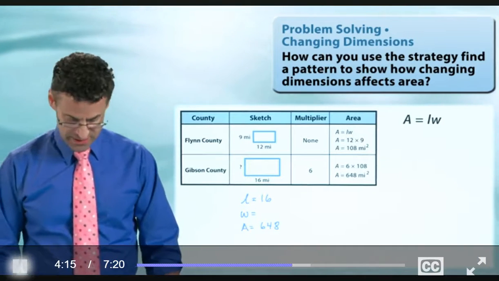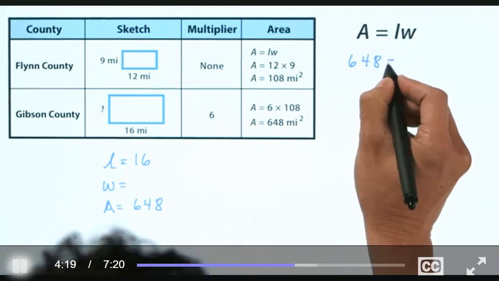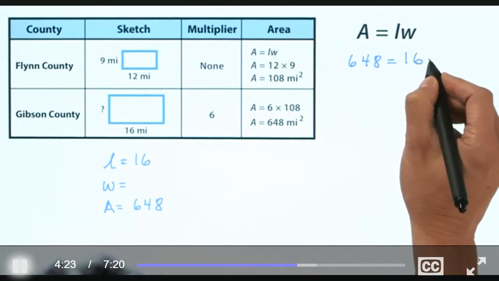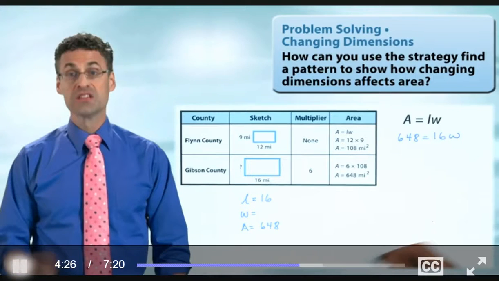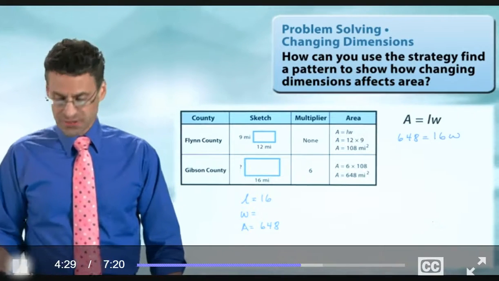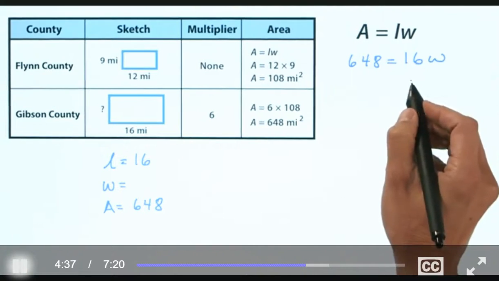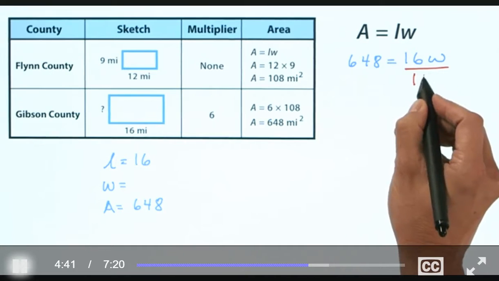So if I now put them into this formula, let's take a look at how it would look. So what I see now is 648 is equal to the length, which is 16, times the width, which is the mystery, W. So now I have an equation to solve for W. Well, this is great, because what is the 16 doing to the W? Well, the 16 is actually, in fact, multiplying the W.